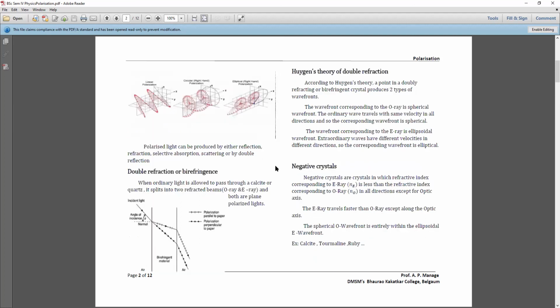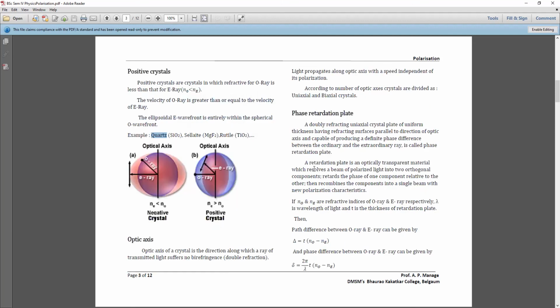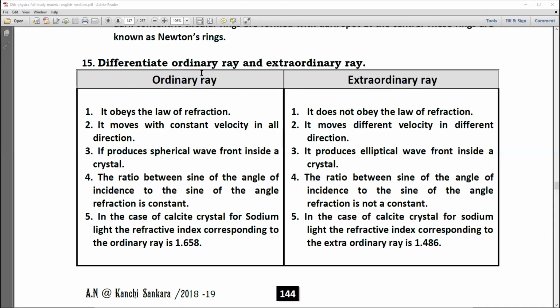Okay, this is very important, students: negative crystal, positive crystals, and dextro-rotatory, levo-rotatory. And next, the differentiation between ordinary ray and extraordinary ray. Already we focused on the main 3 points. Now you note it. The ordinary ray obeys the law of refraction. So only then it is reflected by the Canada balsam. But the extraordinary ray does not obey the law of refraction.